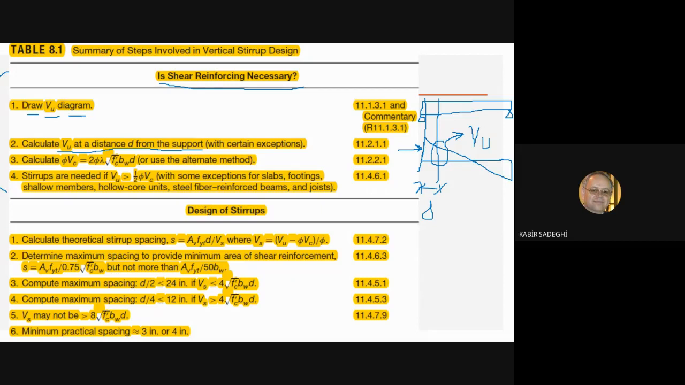Now, in step three, we calculate the capacity of concrete for shear, phi VC, which as I told you equals 2 times phi lambda root f prime C times BW times D. And we saw that lambda equals 1 for normal weight concretes.